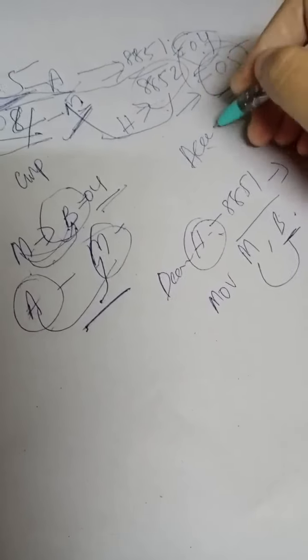Finally, it will jump on non-zero repeat. Repeat means it will keep going until this count becomes 0. Because the C register decrements continuously, as the C register decrements, the count decrements, and the C register will become 0. Then finally your program will be over.